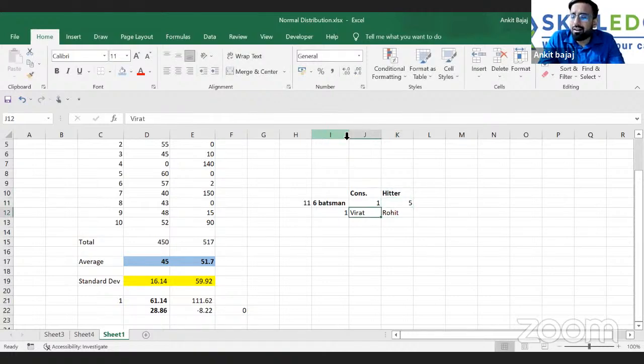So what will the team prefer? Virat Kohli. Why will they prefer Virat Kohli? Because the team has 5 hitters, so at least they should have 2 stable players. If the hitters are not able to perform, the stable players will be scoring the runs. So definitely they will give the preference to Virat Kohli, because his standard deviation is low. If standard deviation is low, obviously Virat Kohli is a less risky player.